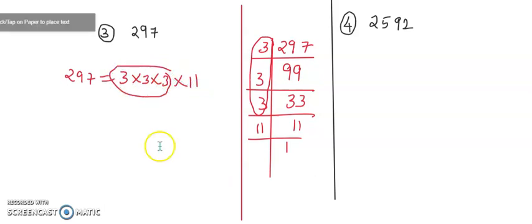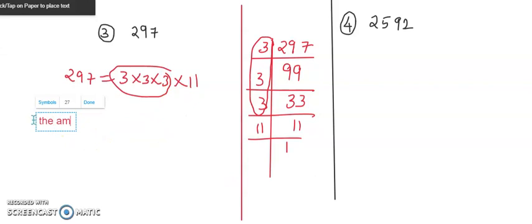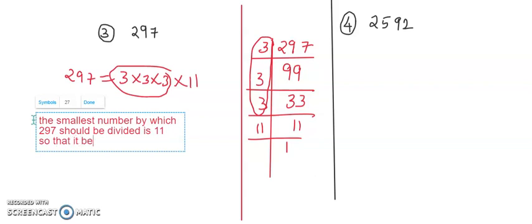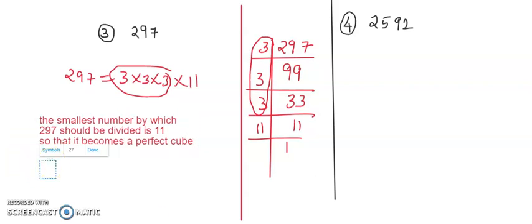So what is the extra number here? 11. So the smallest number by which 297 should be divided is 11, so that it becomes a perfect cube. Okay, so what will happen? 297 divided by 11 is equal to 27, and 27 is 3 cube.